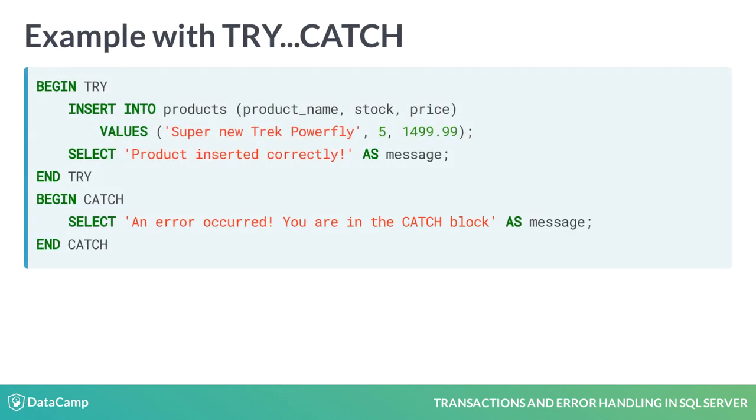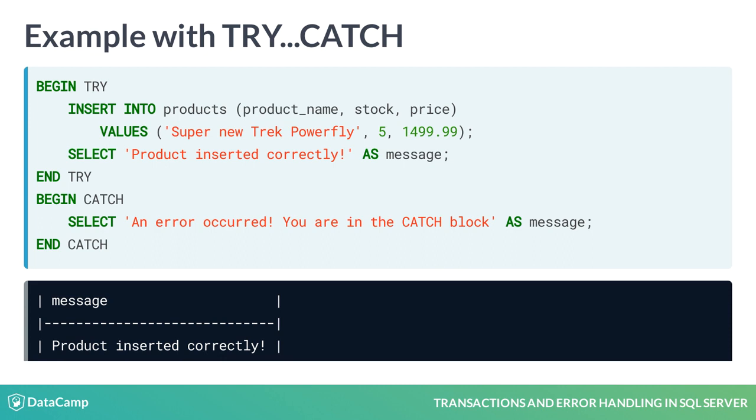In this example, we are going to see what happens if we insert one product with a name which doesn't exist in the database. The insert statement is executed correctly, and the output is product inserted correctly. We can see that the control doesn't pass to the catch block because there are no errors.